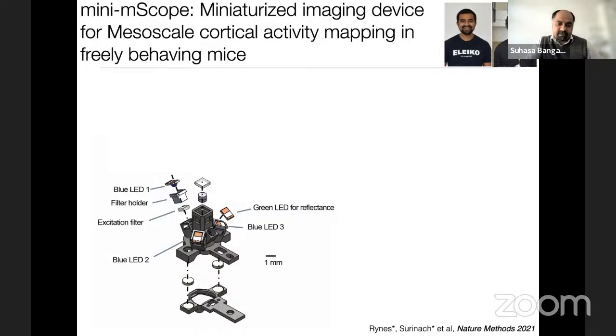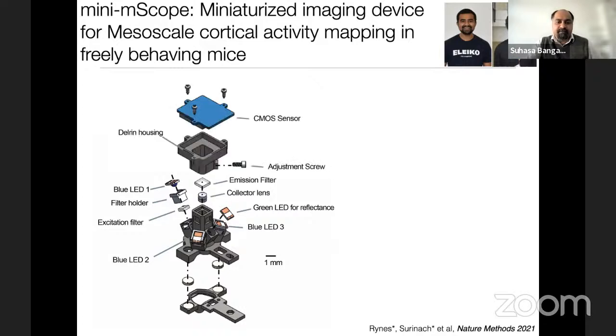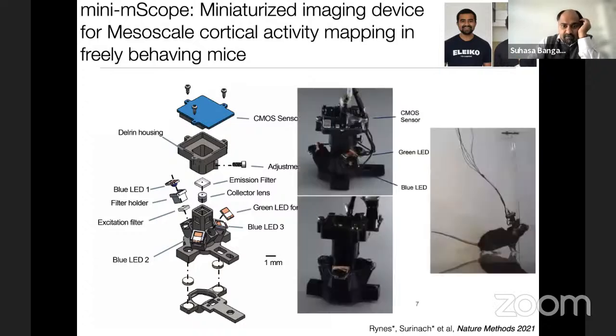And so this is for mesoscale imaging, where we're not looking at single cell activity. And so you need this additional green LED for performing reflectance imaging, so you can identify and correct for hemodynamic changes. We have 1 collector lens and an emission filter and a top housing that includes a CMOS sensor that's used as the imaging element. And this is a picture of the overall device.